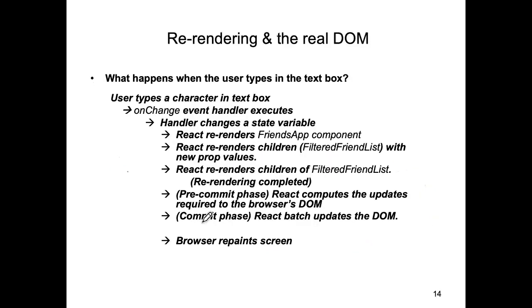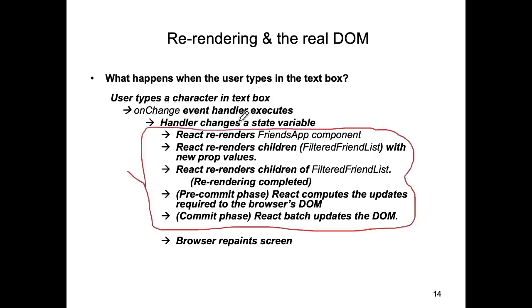Or if we take the application that we've been looking at, the one with the text box, this is a more detailed explanation as to what's happening behind the scenes. So the user enters something in the text box. The text box had an event handler associated with it. The event handler triggered a state change. And so again, React re-renders the Friends app component. It re-renders any children of the Friends app component and any grandchildren, and keeps on going. So once it has re-rendered the Friends app component and all of its children, which is essentially the entire app, everything is re-rendered. So it now has a fully updated virtual DOM.